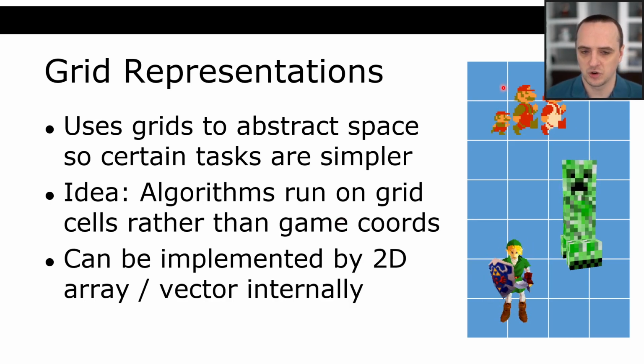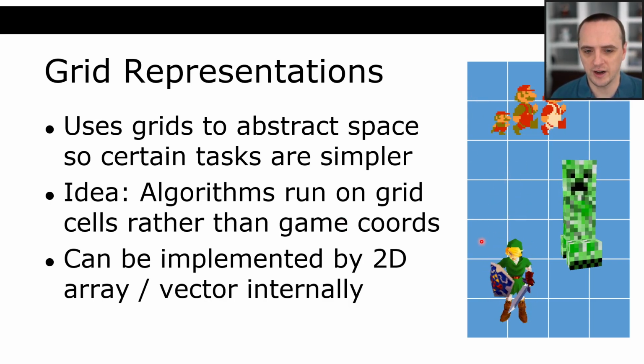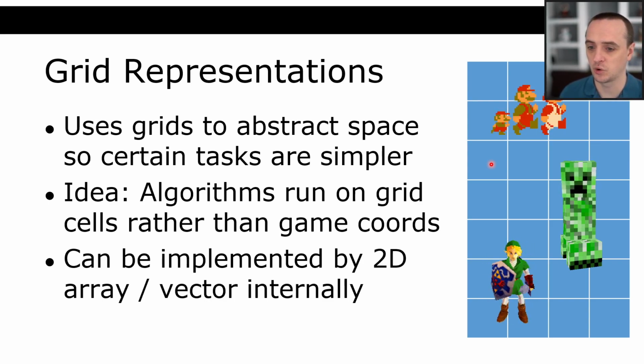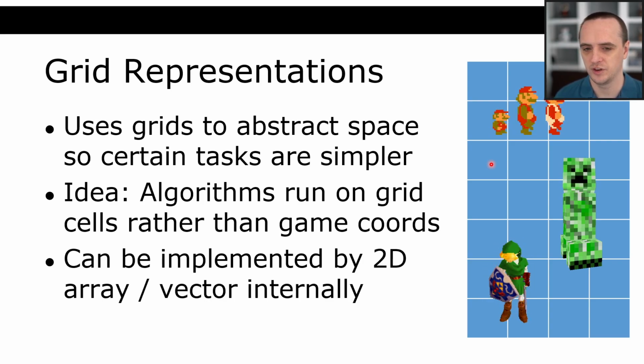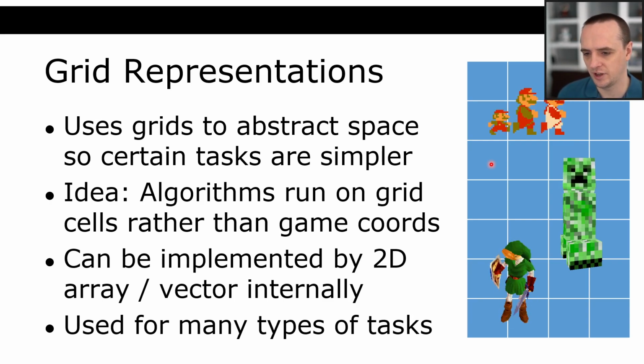These grids, as I alluded to already, can be implemented by a 2D array or a vector internally. If we look over here, we have this little imaginary space, and if we want to store the data for our grid, we're probably going to do that with some sort of 2D array or 2D vector within our actual implementation. And grids can be used for many, many types of tasks, not just pathfinding.